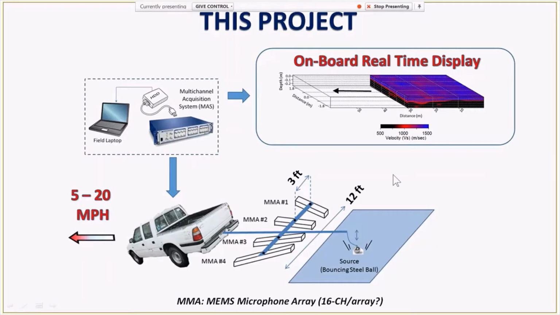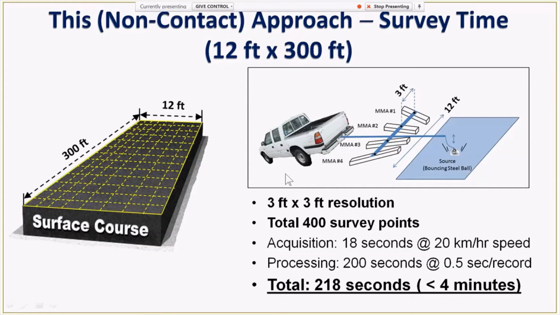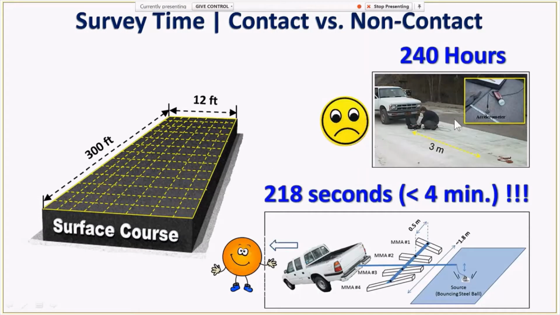So if we calculate how long it is going to take to cover the same area that I was considering, by using this non-contact approach, it's going to take only 218 seconds, which is less than 4 minutes. So if we compare this with the old fully contact approach, which will take 10 full days, this will take less than 4 minutes, which is a completely realistic approach. That's why we are developing this system.